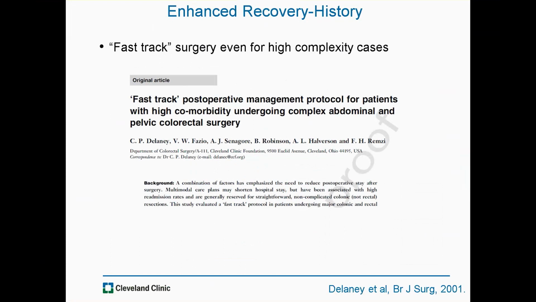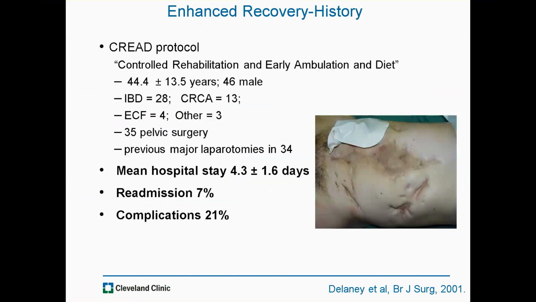It quickly made it over to the United States, and here at the Cleveland Clinic, it was first described back in 2001. Dr. Delaney back then showed that even in very complicated patients, so these were patients with IBD, colorectal cancer, enterocutaneous fistulas, implementing an enhanced recovery pathway, or at the time it was called controlled rehabilitation and early ambulation and diet, really achieved excellent outcomes in terms of short hospital stays with low readmissions and complications.